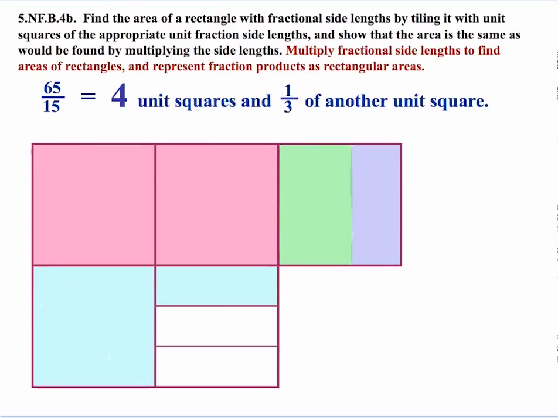And to be absolutely sure again that students understand what this really says, we have 4 unit squares and 1/3 of another unit square. And again, use caution with the phrase square units.